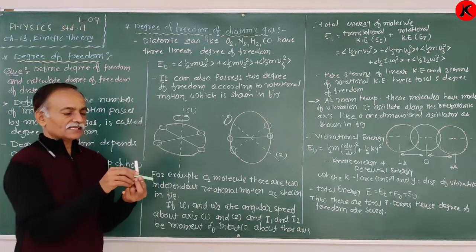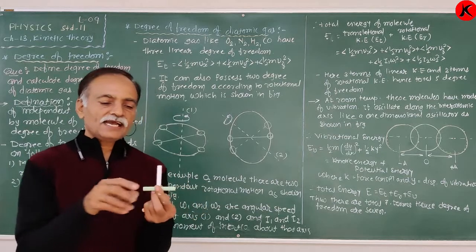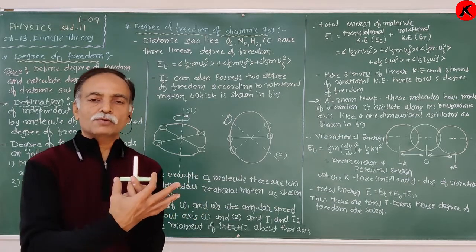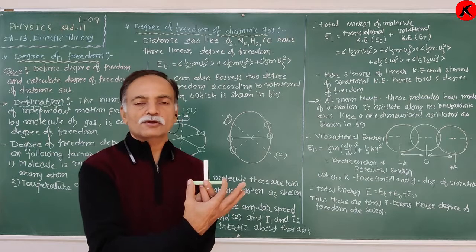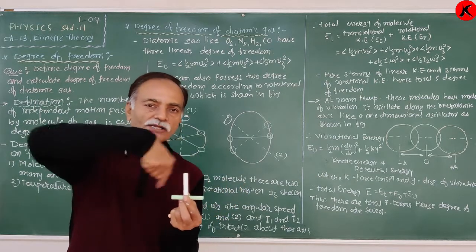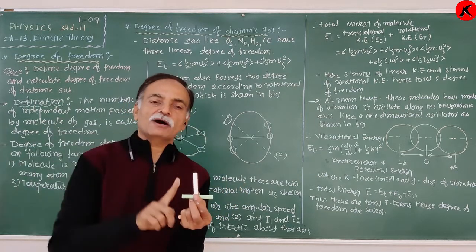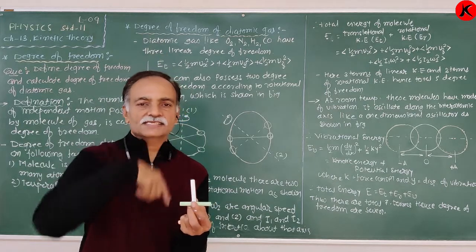Here the molecule of oxygen performs rotational motion about the axis perpendicular to the line joining the two atoms. Here the white chalk is the axis and the green chalk is the distance between the 2 atoms of the oxygen molecule. These 2 atoms perform rotational motion about this vertical axis.